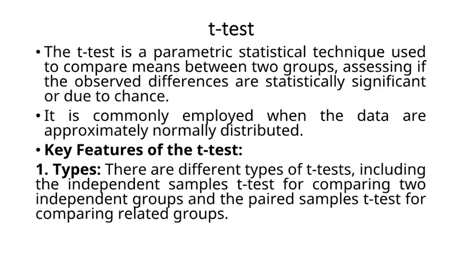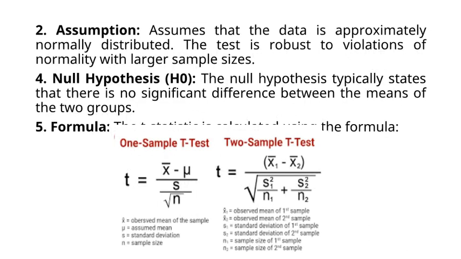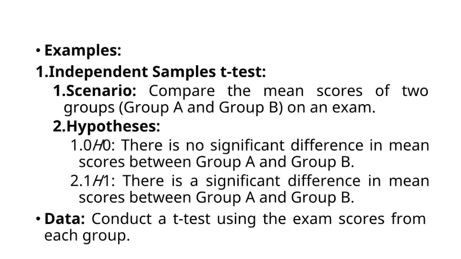1. Types. There are different types of t-tests, including the independent samples t-test for comparing two independent groups and the paired samples t-test for comparing related groups. 2. Assumption. Assumes that the data is approximately normally distributed. The test is robust to violations of normality with larger sample sizes. 4. Null hypothesis, H0. The null hypothesis typically states that there is no significant difference between the means of the two groups.